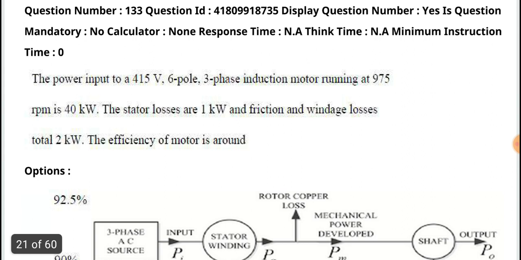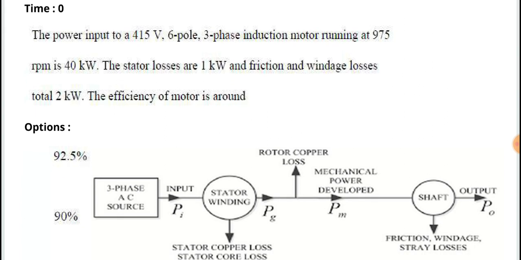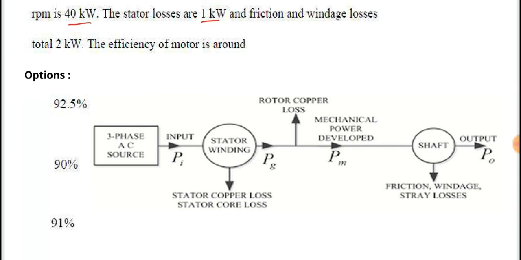Next one. It's a little bit mathematical question, but understand the concept of induction machines here. If you understand this question, the induction machine concept will be clear for you. The power input to a 415 V, 6 pole, 3-phase induction motor running at 975 rpm is 40 kilowatts. The stator losses are 1 kilowatt and friction and windage losses are 2 kilowatts. You are going to calculate the efficiency of the motor. First of all, the input is given as 40 kilowatts.